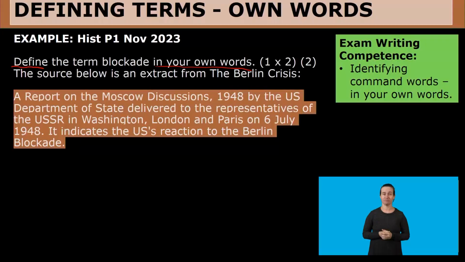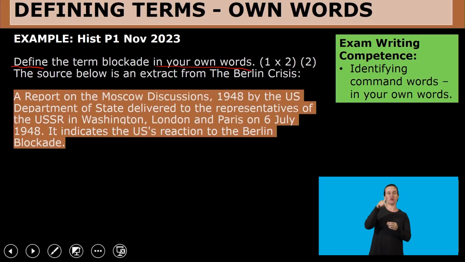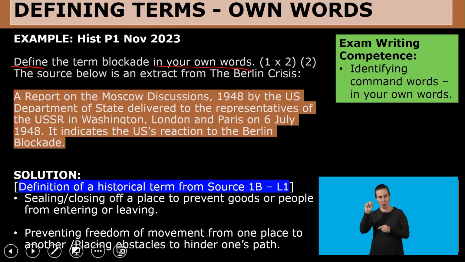Now, the source below is an extract from the Berlin Crisis. That is what you will be given in the source booklet. The caption reads, it's a report on the Moscow Discussions 1948 by the U.S. Department of State, delivered to the representatives of the USSR in Washington, London, Paris in July 1948. It indicates the US's reaction to the Berlin blockade. So you will have studied the Berlin blockade. Now you have to define it in your own words.